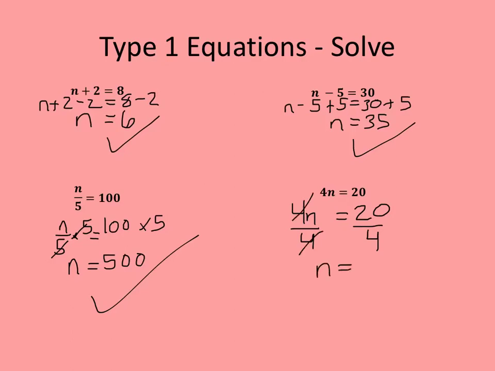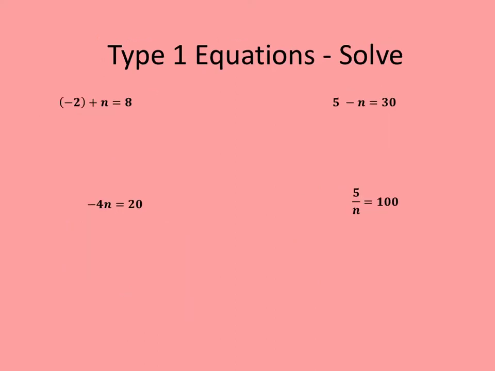So n equals 20 divided by 4 is 5. So here's some more complicated ones. We've got integers, and sometimes a negative variable. So let's try to work with these.